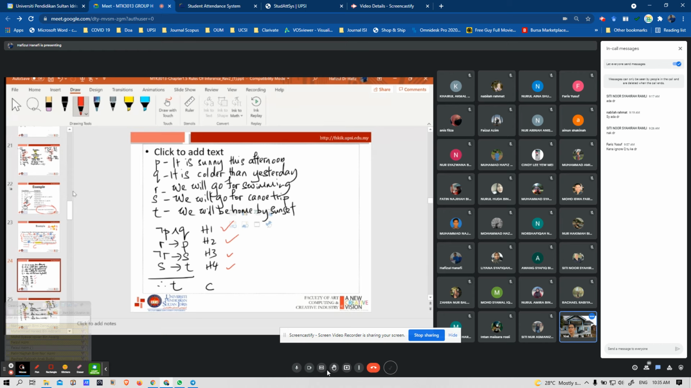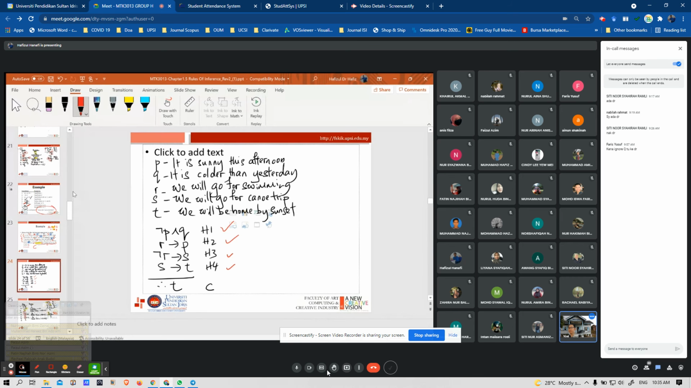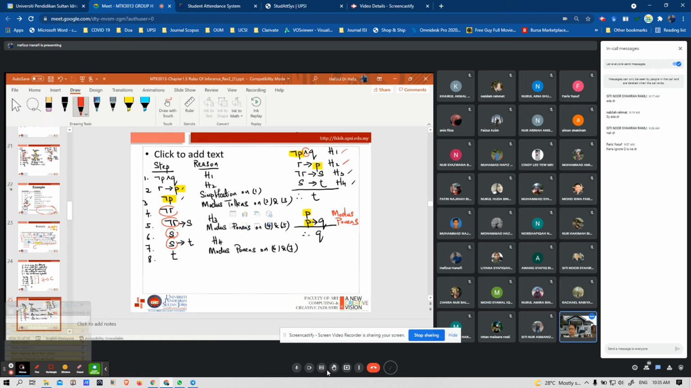Okay, and then as a conclusion, we have T: we will be home by sunset. This one is the hypotheses implying the conclusion. And then here we have modus ponens.